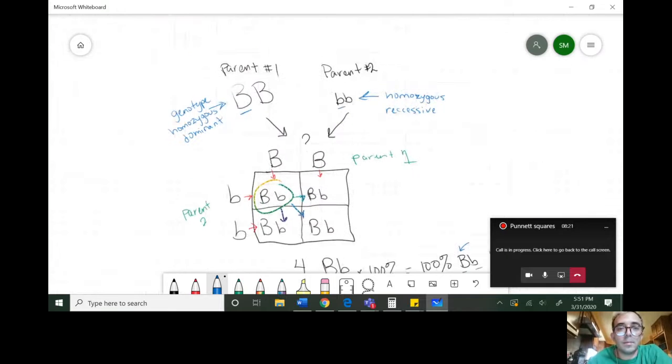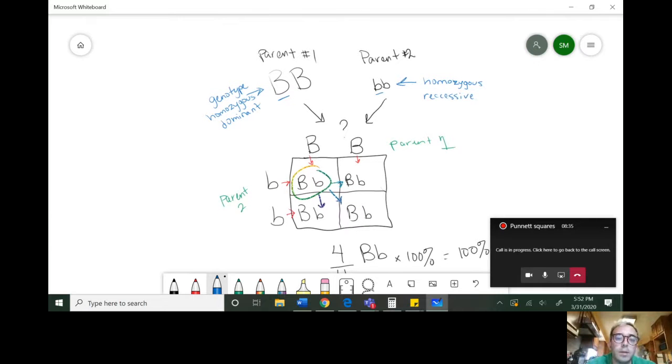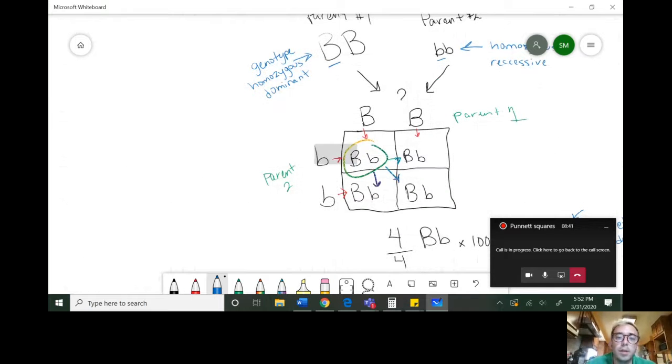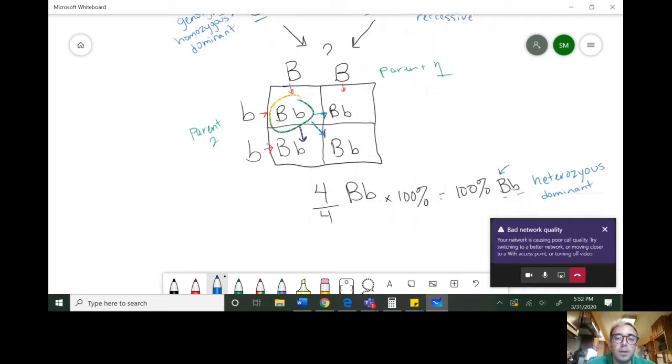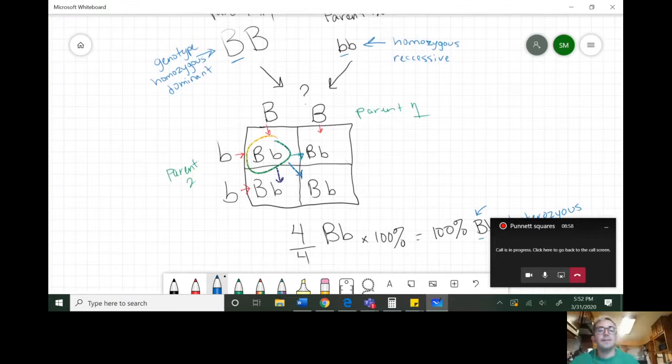So recap. We wanted to know what the child of 2 different parents would be. And we utilize our Punnett square to figure this out. If we know the genotypes of each parent, then we can figure out the probability of the genotype of their offspring. Knowing the genotypes can also tell us the phenotypes.